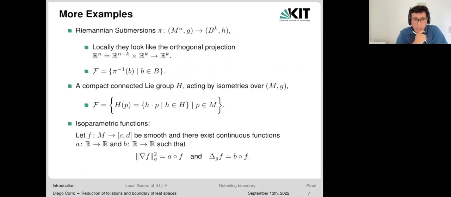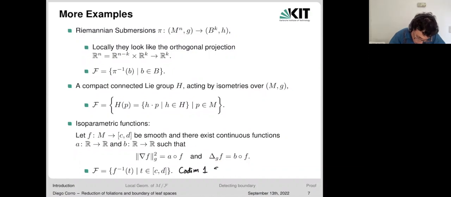The last family of examples are called isoparametric functions. Here we have M, a compact manifold, and a smooth function onto some closed interval, such that there exist continuous functions a and b from the reals to the reals, such that the norm of the gradient of f is controlled by a, and the Laplacian of f is controlled by b, composed with f. First I need to say what the foliation is. The foliation is given again by taking preimages of points. The first condition is telling us that the leaves are locally equidistant, and the second condition is telling us that the leaves are embedded submanifolds. Then one can check that one has a singular Riemannian foliation, and these correspond exactly to the codimension 1 singular Riemannian foliations.